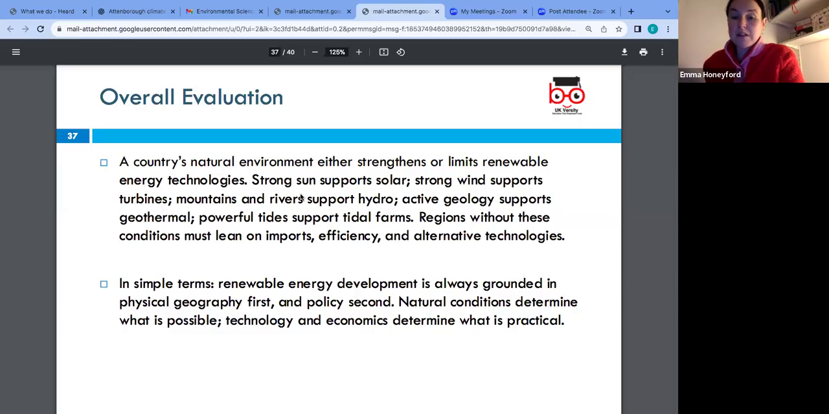And then you have your policy second. Natural conditions determine what is possible, technology and economics determine what is practical. So there are 5 key factors that we need to think about. You've got your natural conditions, the technological forces, and economic forces as well.